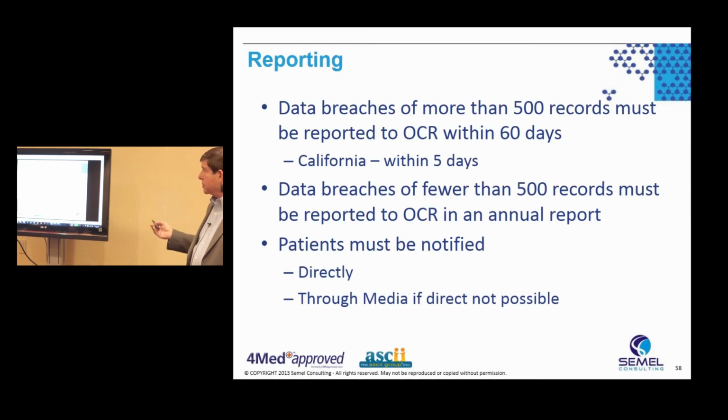So now, here's reporting. Data breaches of more than 500 records, and it's actually of people in a state, must be reported to OCR within 60 days, but then I told you California now has 5 days. If it's fewer than 500 records, that's a mistake on the slide. It has to be reported to OCR in an annual report. So it's still reportable if it's fewer than 500 records, but you do that on an annual report.